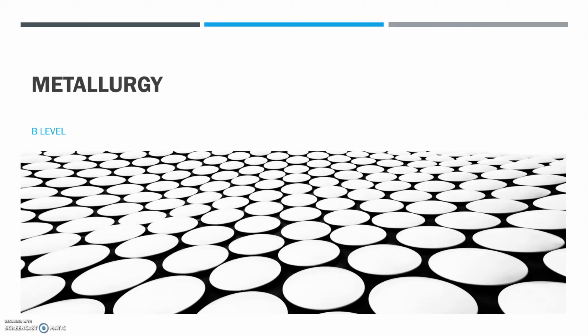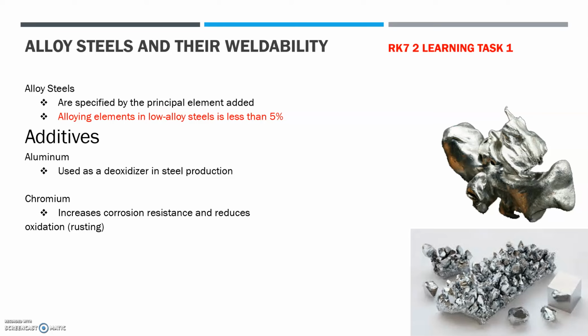Welcome back, everyone. This slide is second out of 3 and we'll cover alloy steels and heat treatments. Page 3, alloy steels are specified by what has been added to it. The amount of alloying elements in low alloy steels is less than 5%.